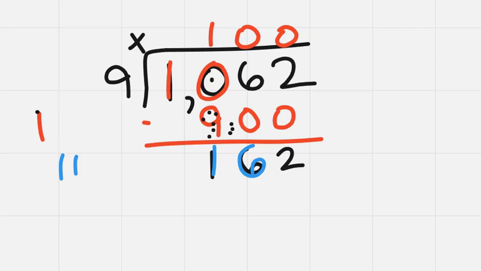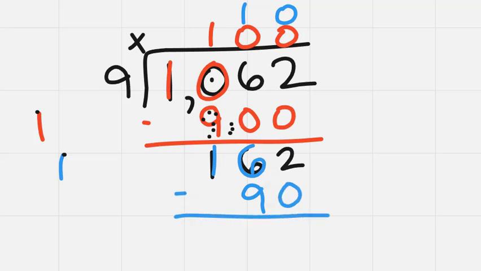9, 18. That's too high, so only 1, 9 again. We'll put a 1 up top with a 0, 9 times 1 is 9. Add the 0, then we subtract. 2 minus 0 is 2. Then 16 minus 9, 16, 15, 14, 13, 12, 11, 10, 9, 8, 7. 72. Now we need to divide again.